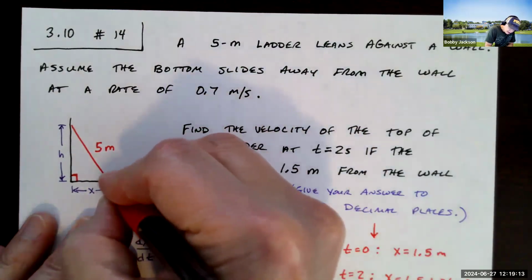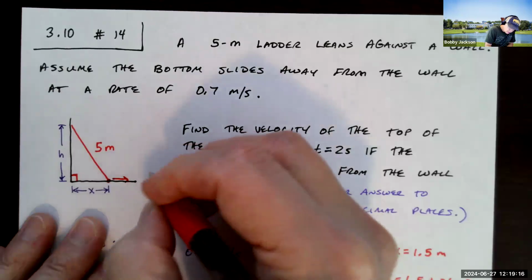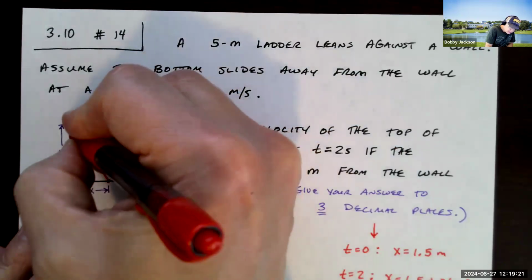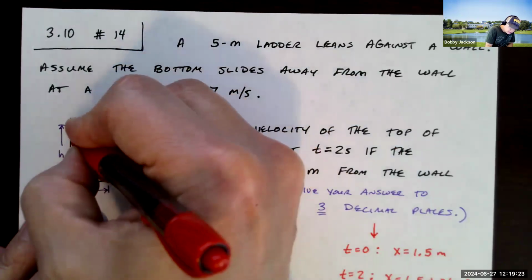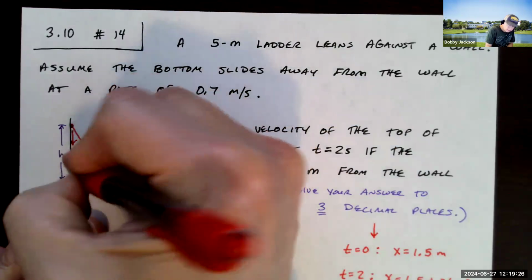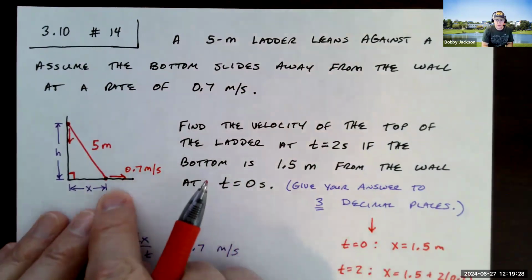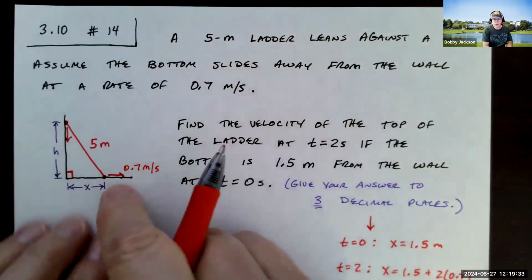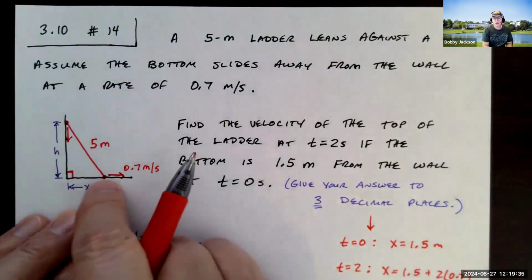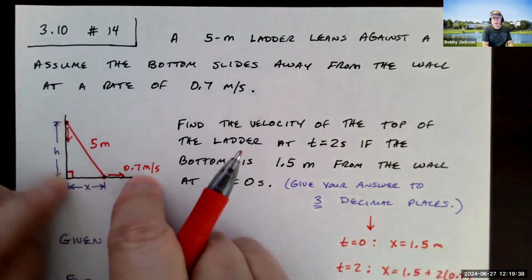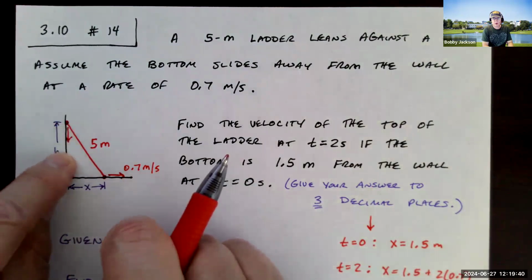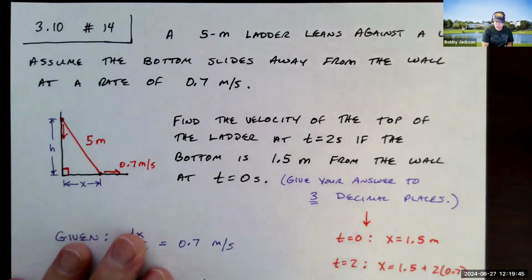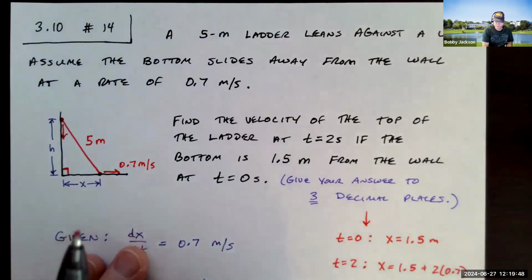So here's the bottom of the ladder, right? It's sliding away from the wall at a rate of 0.7 meters per second. So at the same time, the top of the ladder is going to move down the wall, right? So we're going to neglect friction. Think of either end of the ladder being on roller wheels. Not a very good ladder, but this is going to come down, and this top part is going to stay connected to the wall until it hits the ground, right? So again, we're making assumptions to make the problem doable, if you will.